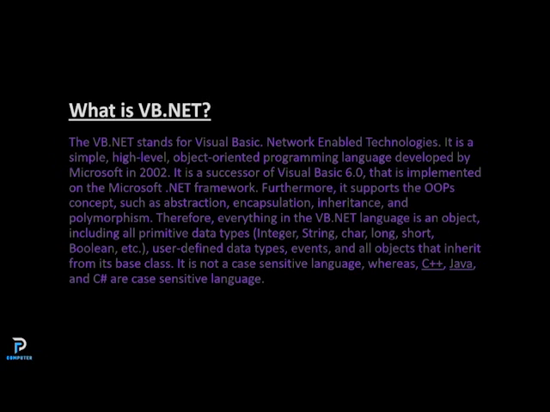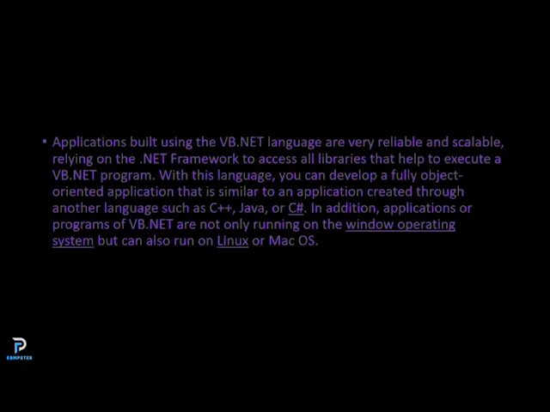Therefore, everything in the VB.NET language is an object, including all primitive data types (integer, string, char, long, short, boolean, etc.), user-defined data types, events, and all objects that inherit from its base class. It is not a case-sensitive language, whereas C++, Java, and C# are case-sensitive languages.